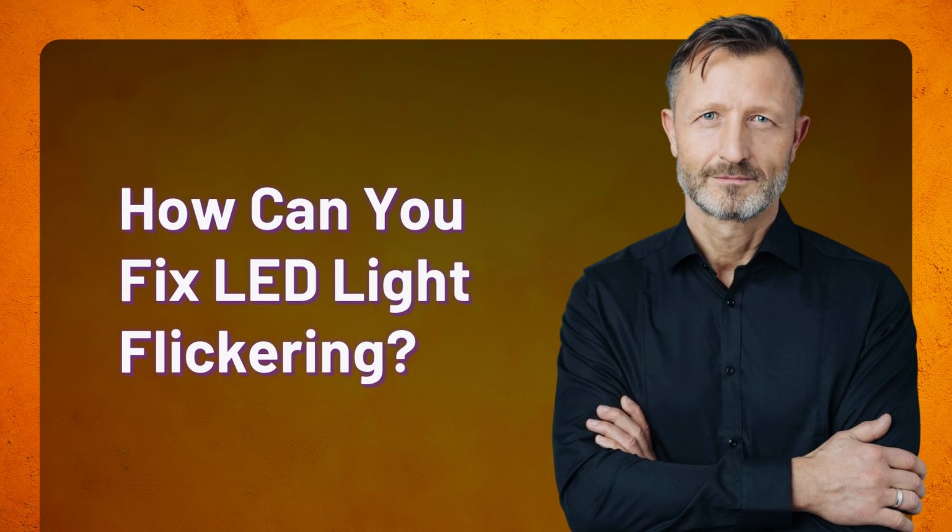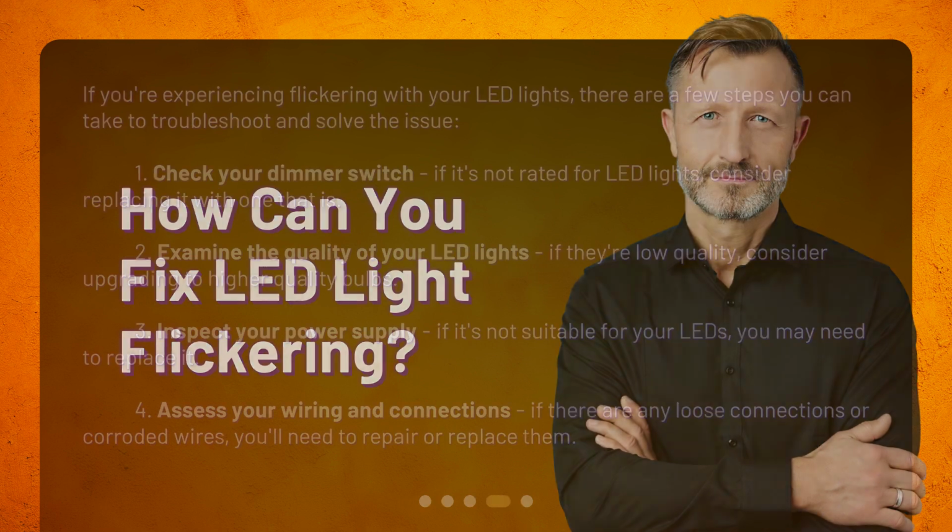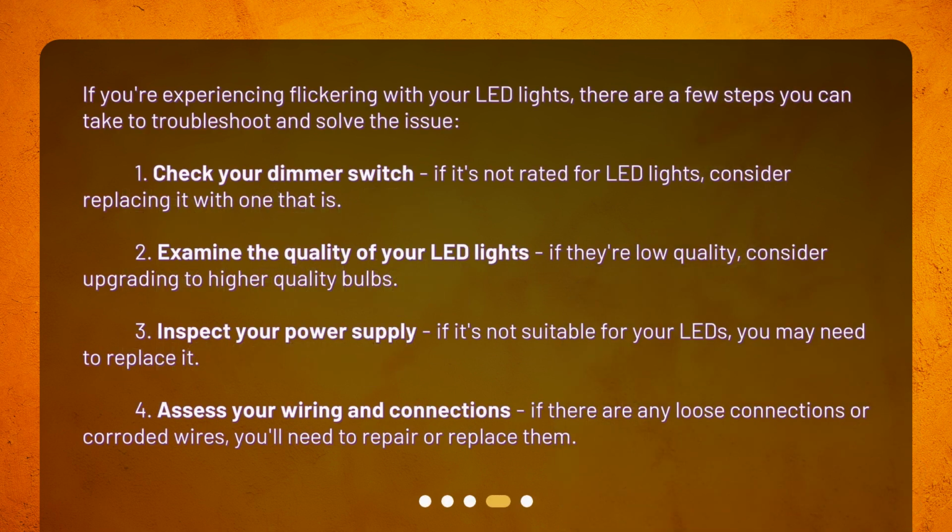How can you fix LED light flickering? If you're experiencing flickering with your LED lights, there are a few steps you can take to troubleshoot and solve the issue. 1. Check your dimmer switch. If it's not rated for LED lights, consider replacing it with one that is. 2. Examine the quality of your LED lights. If they're low quality, consider upgrading to higher quality bulbs.